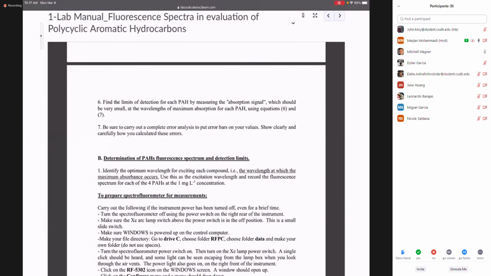Okay, so you are going to run the fluorescence. With fluorescence, you are going to get 3 peaks.